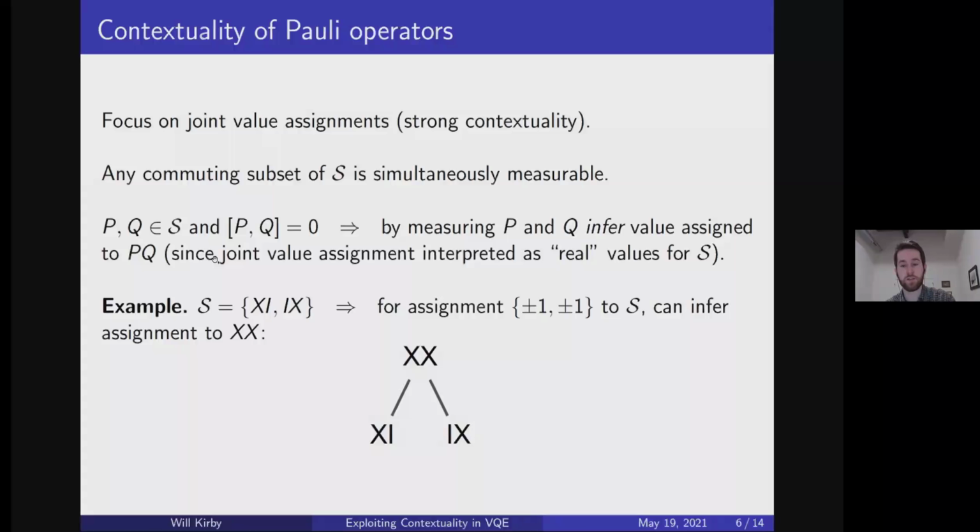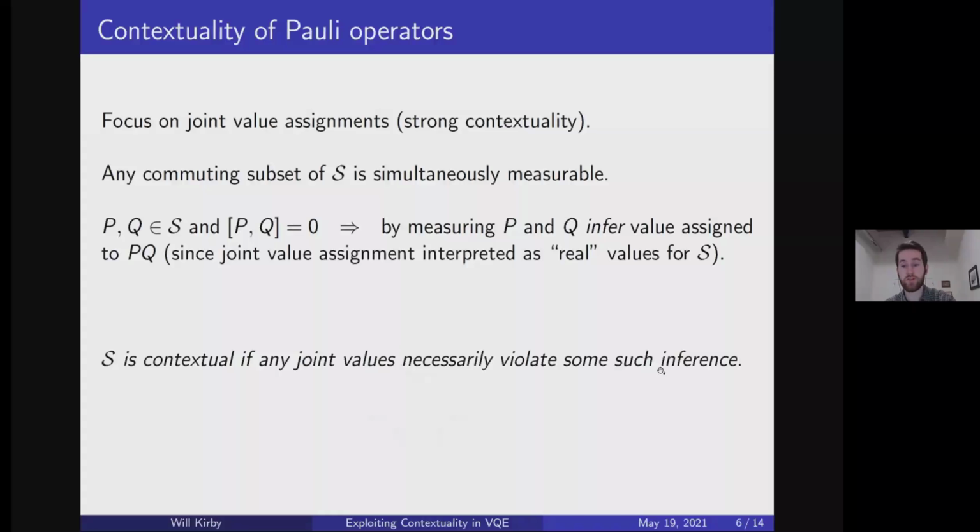From these, the observer could infer the value that they would have to obtain if they measured the product PQ. This product is itself a Pauli operator up to a sign, which is always true for products of commuting Paulis. For example, if we had Pauli X, sigma X, acting on each of a pair of qubits, I'm suppressing tensor product signs, so this is sigma X tensor identity and identity tensor sigma X, then from any value assignment of plus or minus 1 to these two, we can infer the assignment to their product XX. We can visualize such an inference with this little tree here.